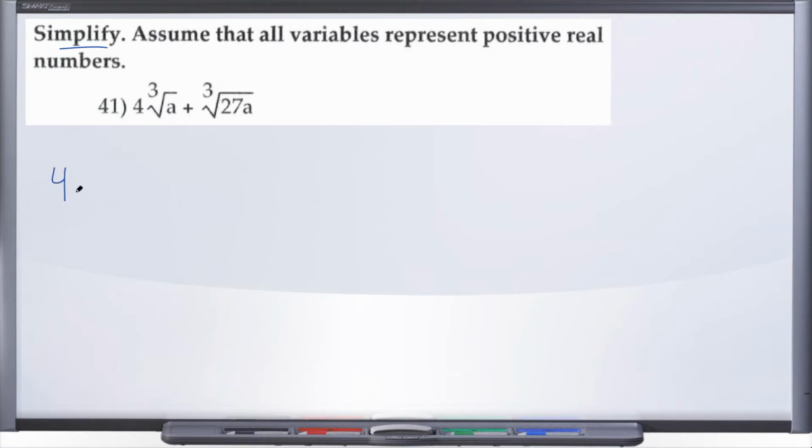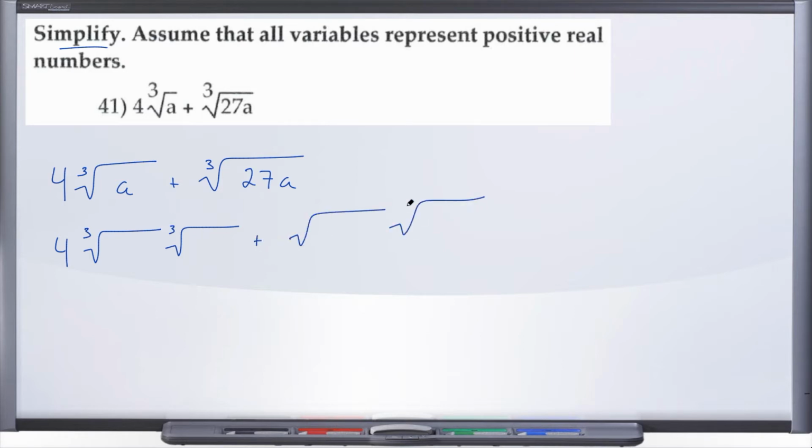So originally we were given 4 times the cube root of a plus the cube root of 27a. And again, I like to go ahead and break my radicals down into good stuff, bad stuff. So that's what I'm going to do here. Good stuff, bad stuff. So let's take a look here at the first term, 4 times the cube root of a. Well, we don't have any numbers to deal with, so that's good. So right away we're going to move on to our variable.